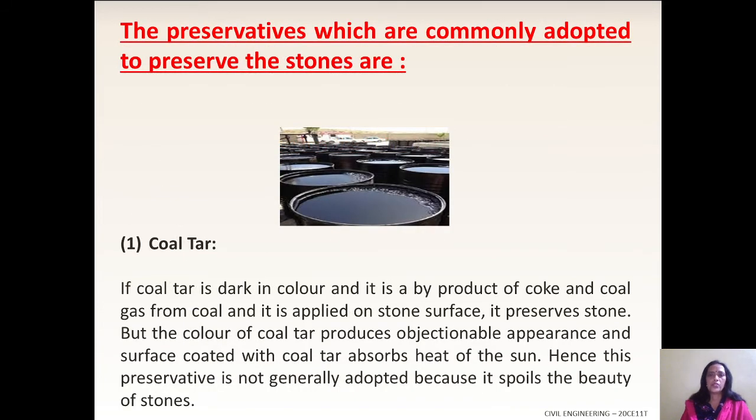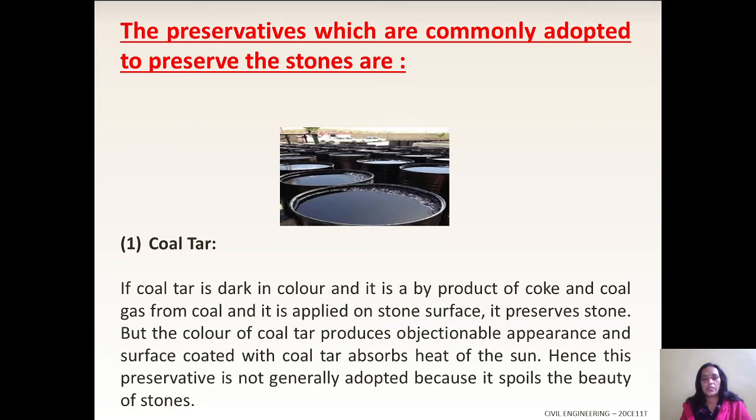The preservatives which are commonly adopted to preserve the stones are coal tar. Coal tar, as in the picture, is dark in color. It is a byproduct of coke and coal gas from coal. It is applied on the stone surface. It preserves the stones, but the color of the coal tar produces an objectionable appearance.